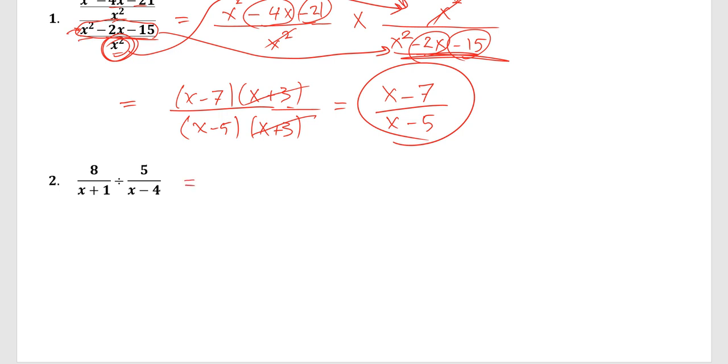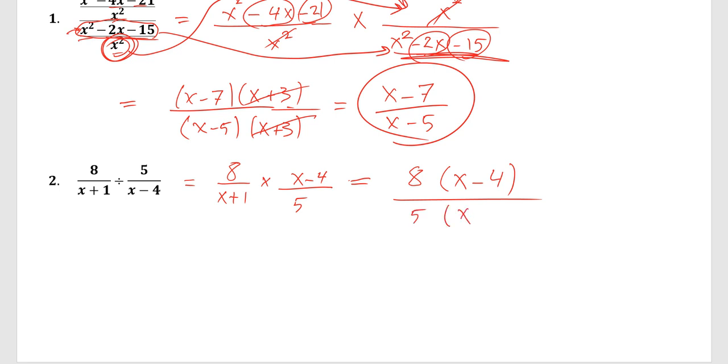Next example, 8 over x plus 1 divided by 5 over x minus 4. And we can just convert the division to a multiplication, and just flip the second expression, x minus 4 over 5. And there's nothing further to do for this, actually. So we can just rewrite it as this, so 5 times x plus 1. And this is the final answer. There's nothing else to do.